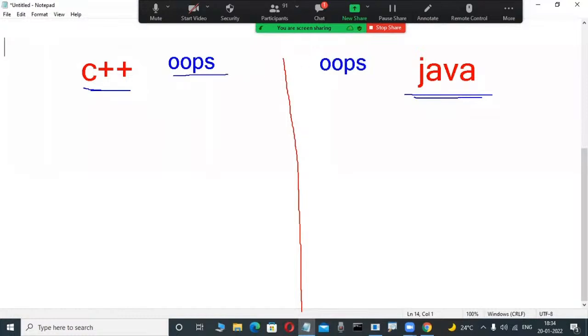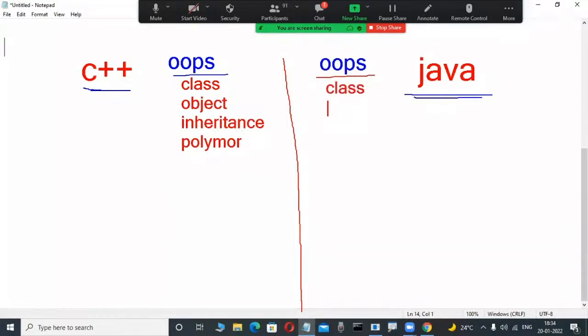OOPS concepts means, as some fellows may know, class is a concept. Again, object is a concept. Inheritance is a concept. Polymorphism is a concept. Observe here. Same in Java: what is class? What is object? What is inheritance? Again, what is polymorphism? So many concepts are there. That's why, conceptually, class, object, inheritance, polymorphism are the same.